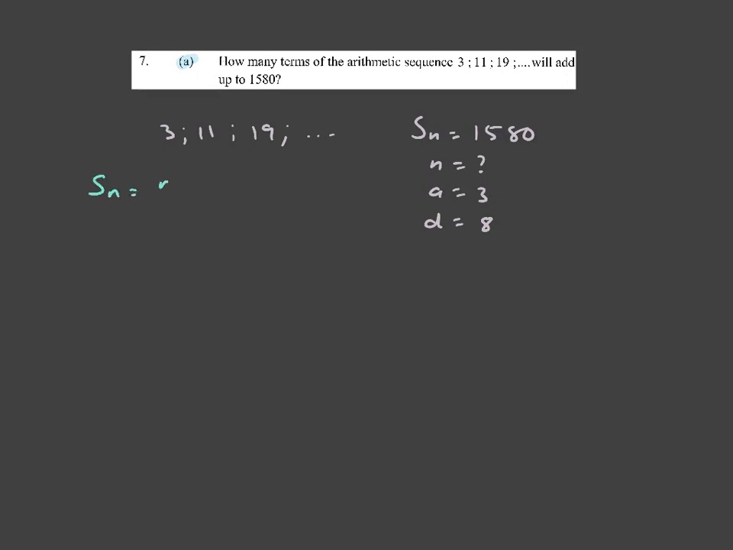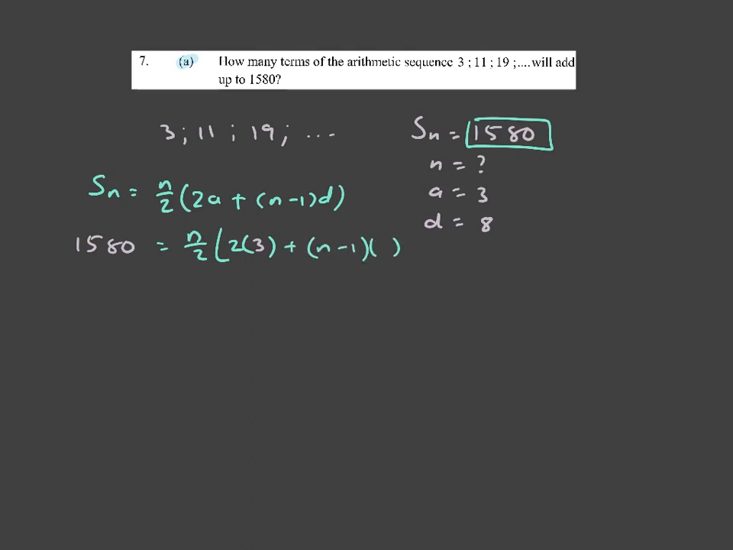So Sn is equal to n over 2, (2a plus (n minus 1)d). So we know what the sum is. What is the sum equal to? The sum is equal to 1,580, right? So 1,580 is equal to n over 2. We don't know what n is. We're going to find out what that is. a, which is equal to 3, and then plus (n minus 1). Again, we don't know what n is. And the difference which is equal to 8. Right, so let's go for it.